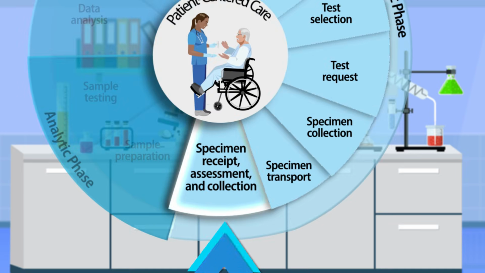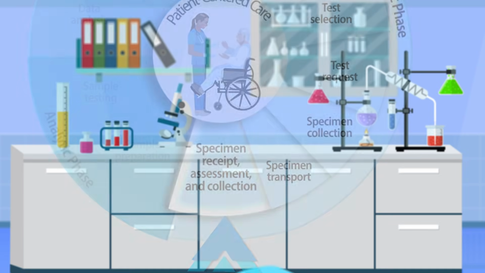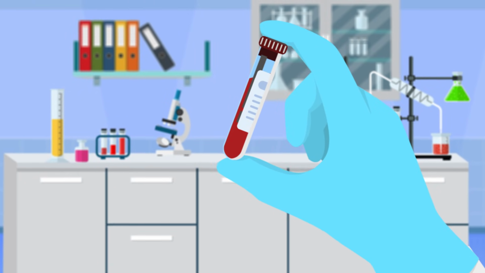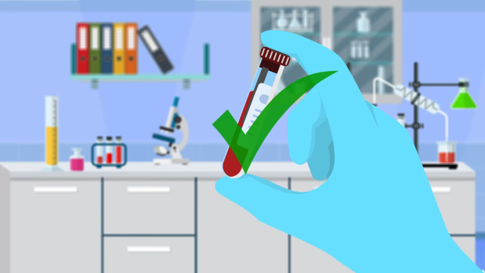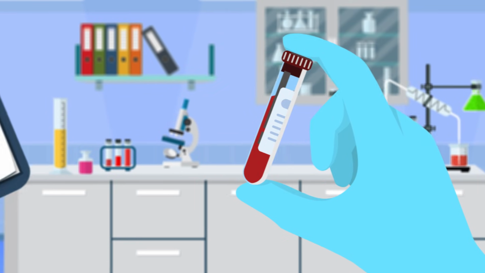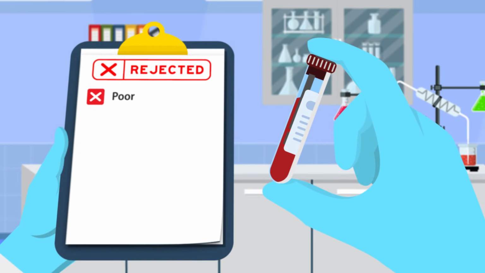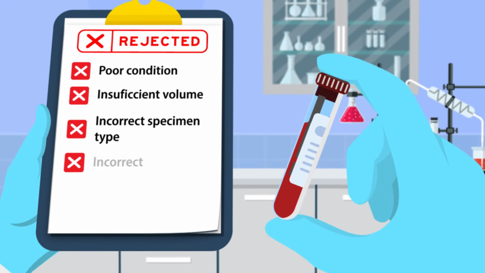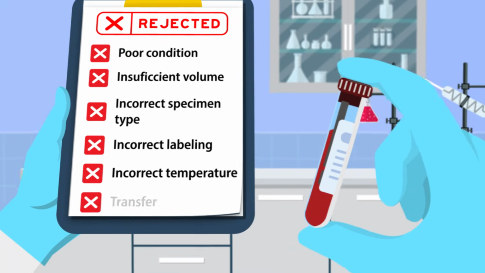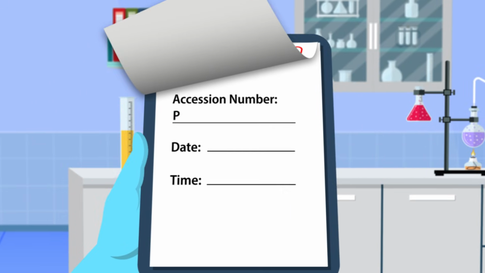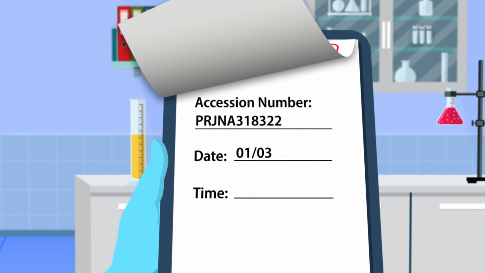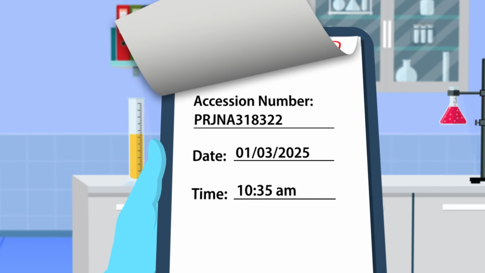The last step in the pre-analytic phase marks the transition from the patient care setting to the laboratory setting, where the laboratory receives patient specimens. Each specimen is evaluated for laboratory-specific acceptance or rejection criteria. Laboratory specimen rejection criteria may include poor condition upon arrival, such as clotted blood or an improper collection tube, insufficient volume, incorrect specimen type, incorrect labeling, incorrect temperature, and transfer delays. A specimen is often assigned an accession number for a laboratory information management system. Laboratory professionals record the date and time a specimen is received.